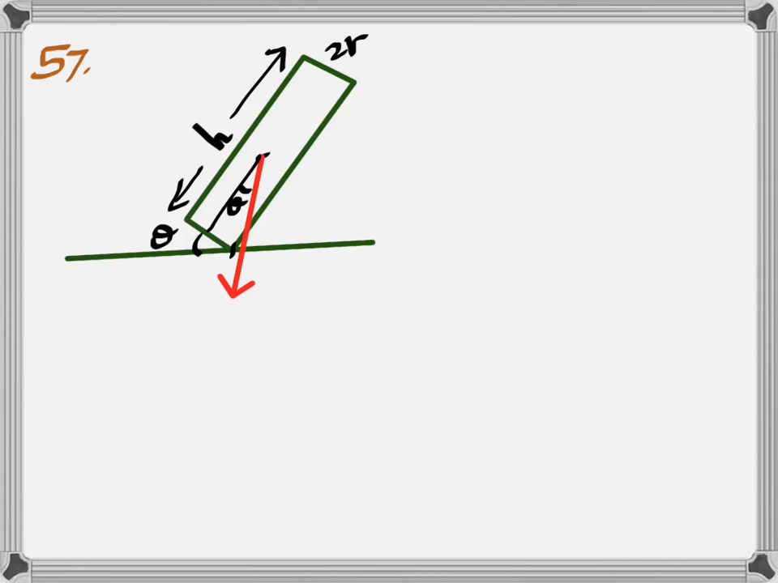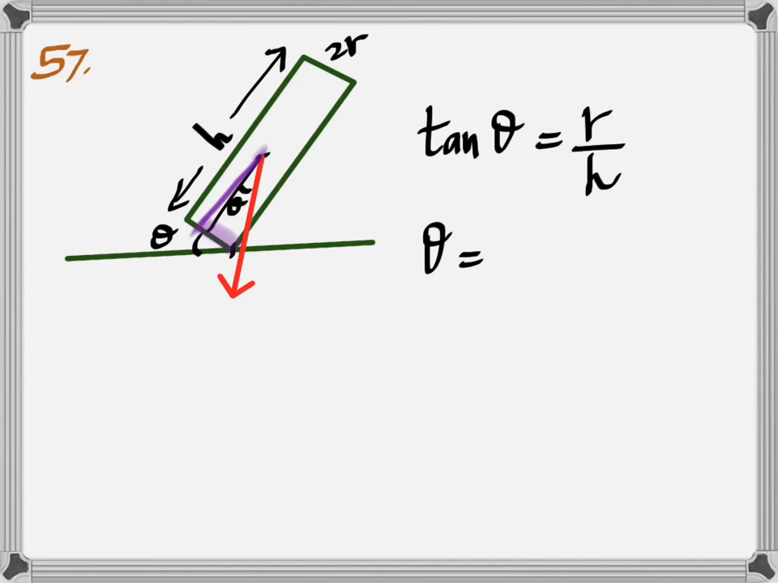Isn't tan theta this side divided by this side? Tan theta, so shouldn't it be radius divided by half of the height? Okay, let's see whether I put it that way. Tan theta is radius divided by half of the height. Yeah.